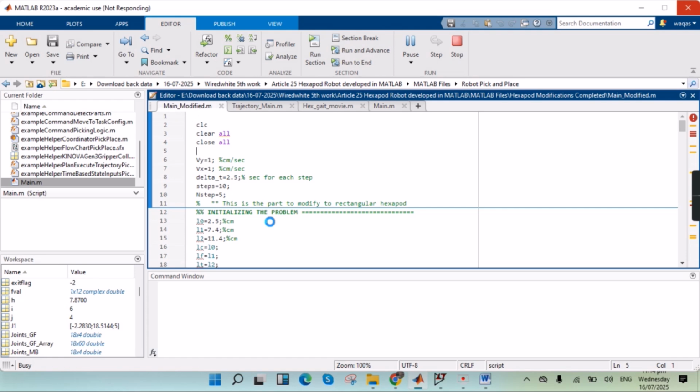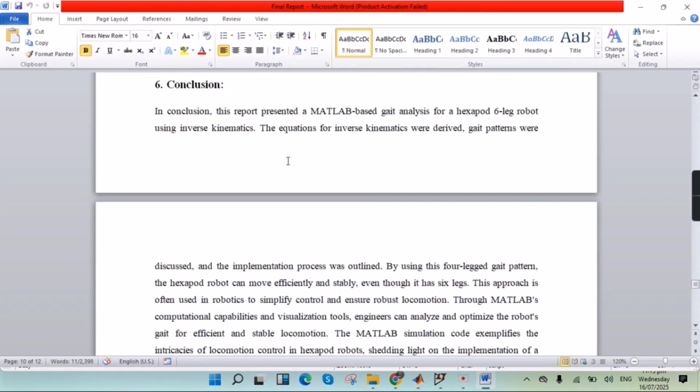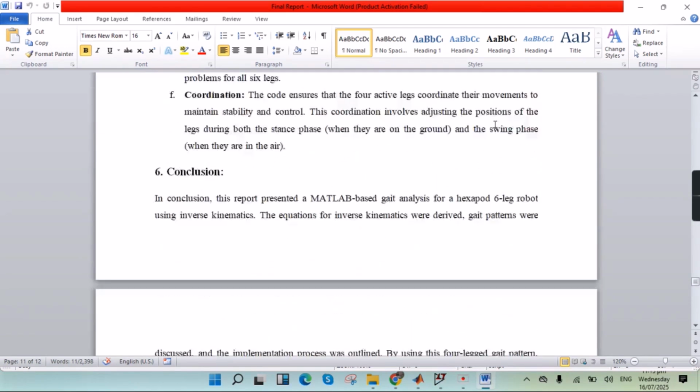But let me also show you the report we can place as well. MATLAB is taking some time. Yes, finally we just need to add the conclusion of the Hexapod six-leg robot and the references included in it.